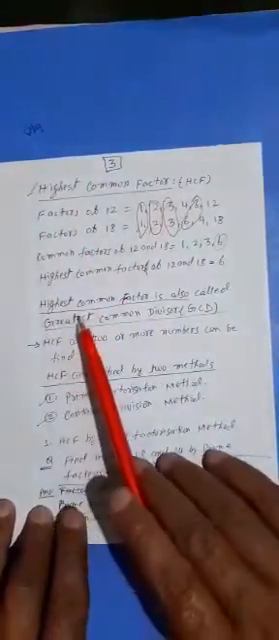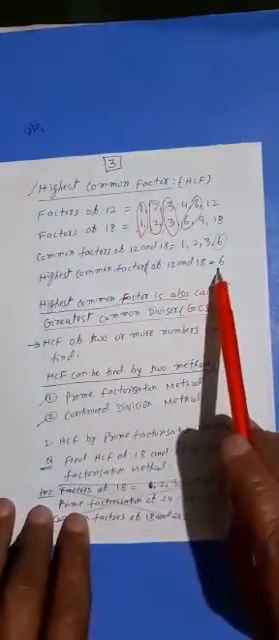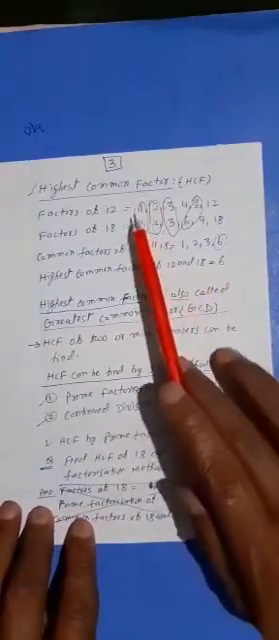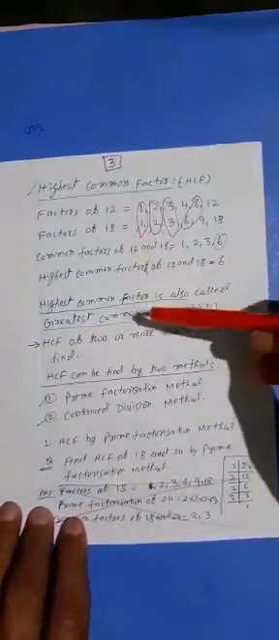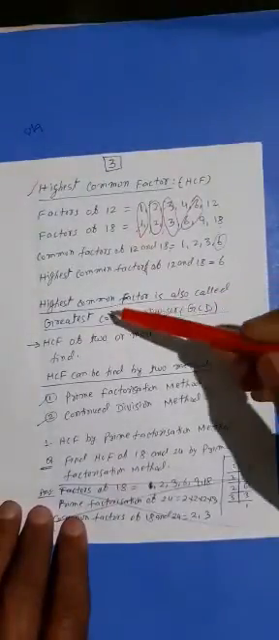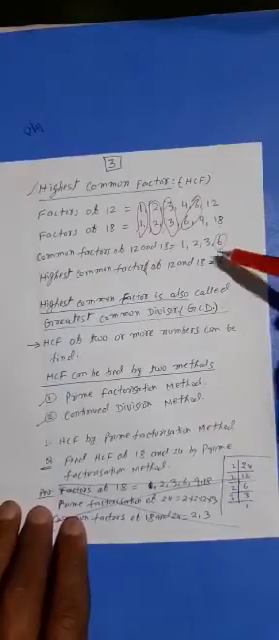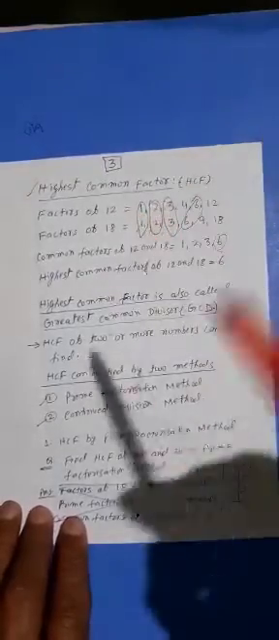Now we have to find the highest common factor. The highest among all these factors is 6. 6 is the answer. 6 is the highest common factor of 12 and 18. Highest common factor is also known as greatest common divisor, GCD. It is the greatest common divisor of 12 and 18.